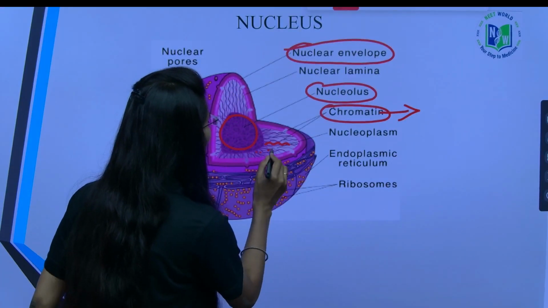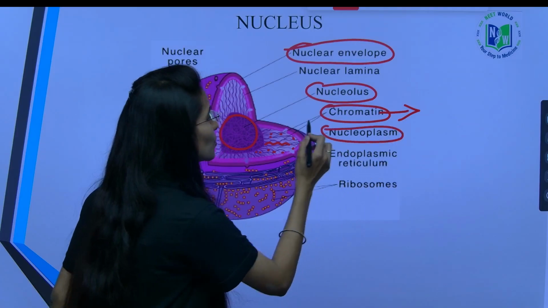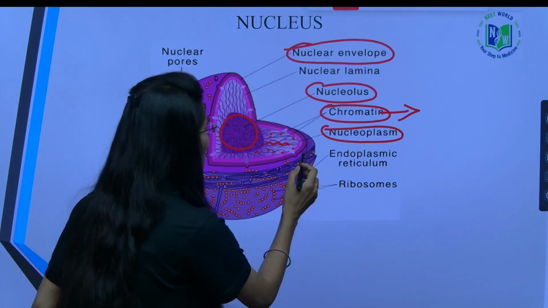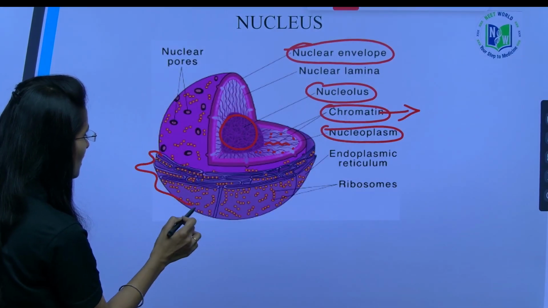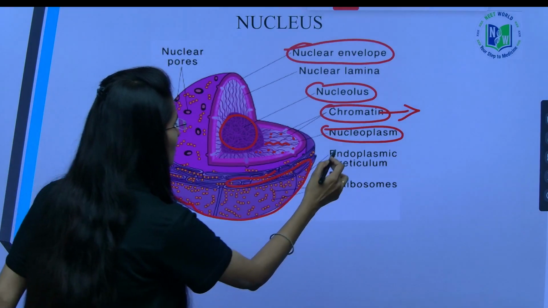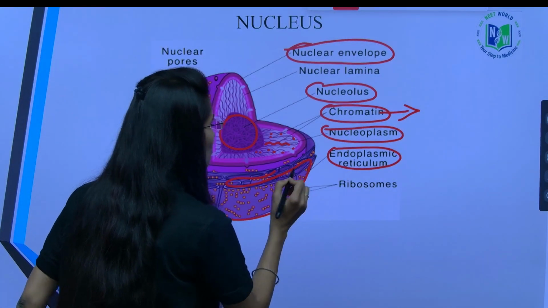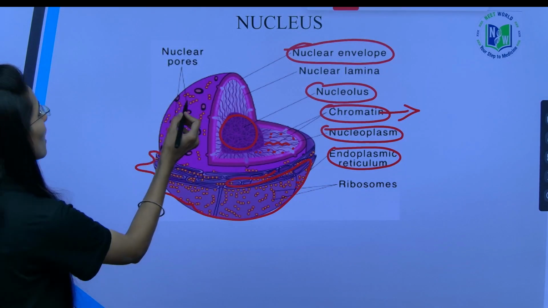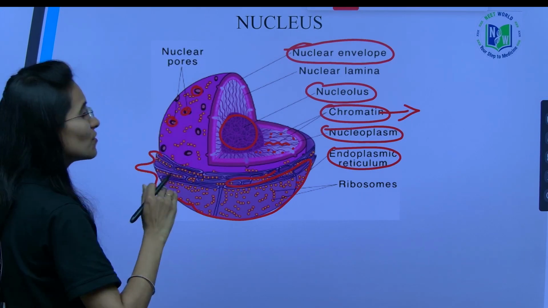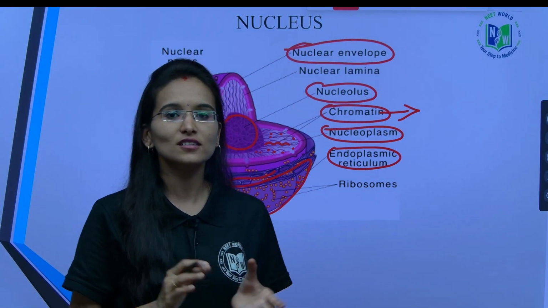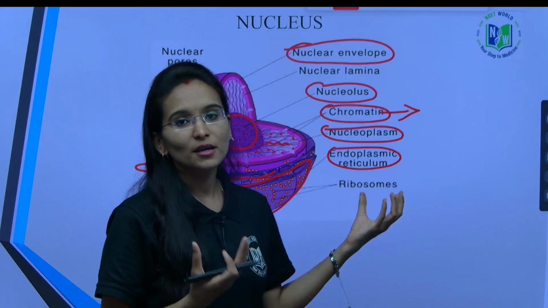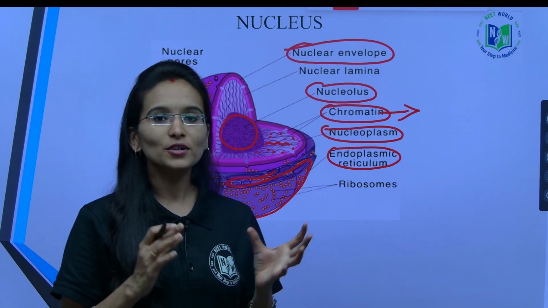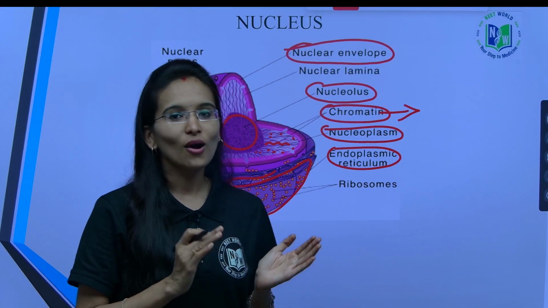Next is the fluid filled material called the nucleoplasm, and the complete nucleus is continuous with the endoplasmic reticulum. Can you see this? This is the endoplasmic reticulum, which is attached with the ribosomes, so it is the rough endoplasmic reticulum. And here are the nuclear pores. The outer surface of the nucleus is very rough due to the presence of the endoplasmic reticulum and ribosomes on it. These nuclear pores are involved in transporting materials like proteins in and out of the cells.